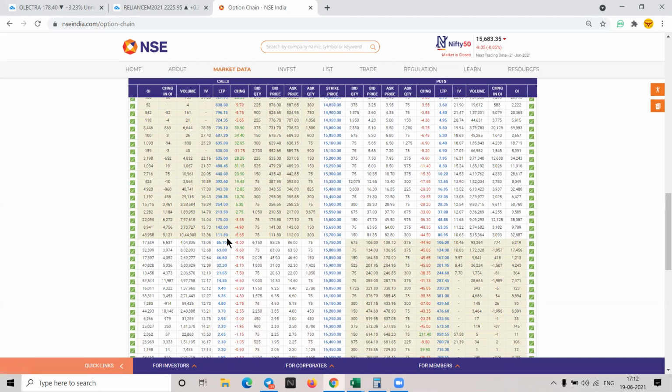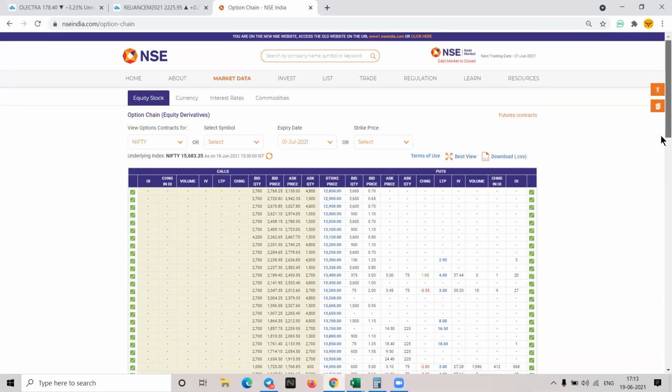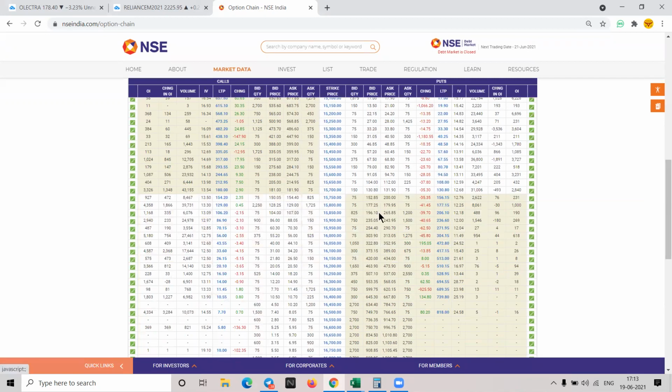If you look at the 24th June expiry, and this is the option chain. What is the price of the contract at 15,700? 111. Okay. So now if I change the weekly expiry date from 24th June to 1st July, which is the next expiry, what is the price of this contract? Same strike price, just a different expiry. From 111, you can see there is an increase of 70 rupees. 180 is the contract value.